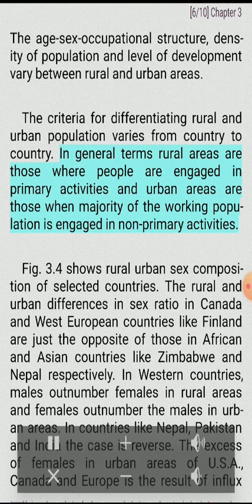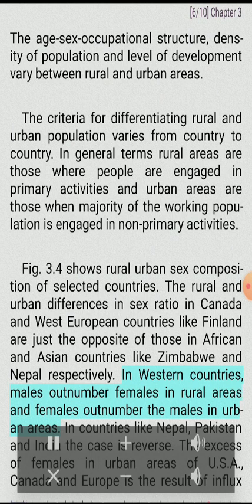In general terms, rural areas are those where people are engaged in primary activities, and urban areas are those where the majority of the working population is engaged in non-primary activities. Fig. 3.4 shows rural-urban sex composition of selected countries. The rural and urban differences in sex ratio in Canada and West European countries like Finland are just the opposite of those in African and Asian countries like Zimbabwe and Nepal respectively.